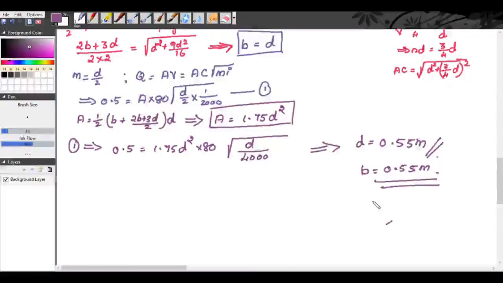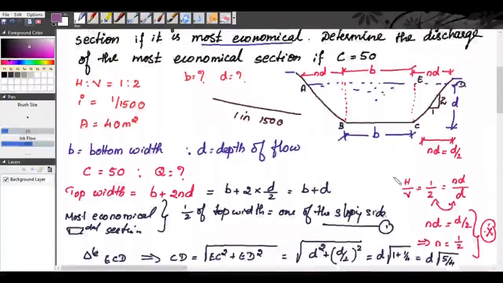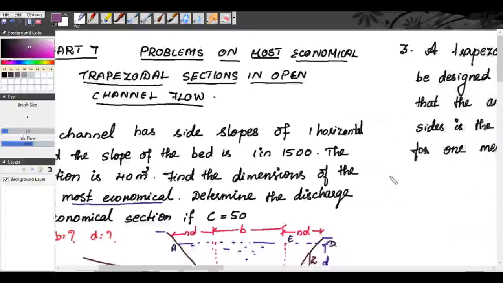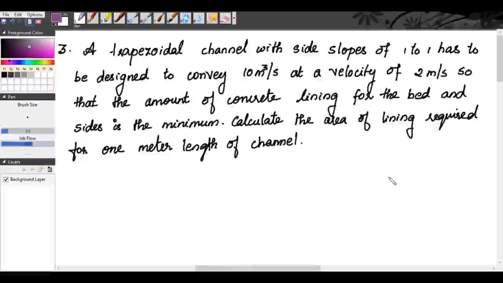Okay. Now we will move on to our third problem. The third problem is a trapezoidal channel with side slopes of 1 to 1 that has to be designed to convey 10 meter cube per second. One horizontal, one vertical, 1 to 1. Side slope is 1 to 1. Has to be designed to convey, so Q is equal to 10 meter cube per second.